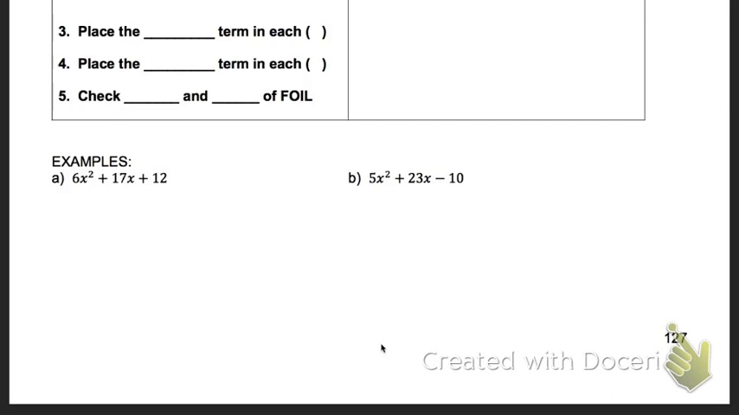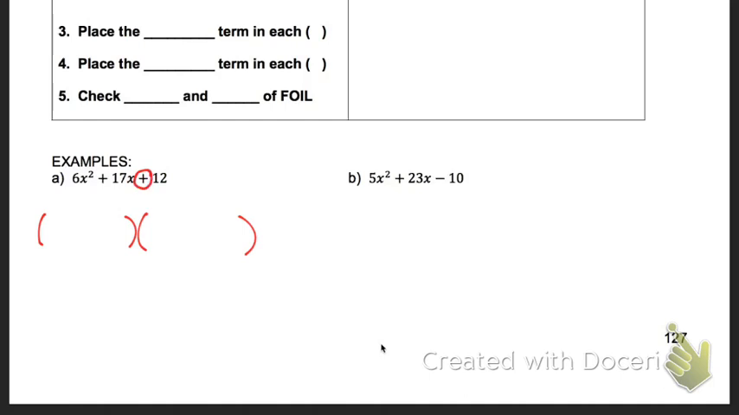What's our step 0? Check for common factors. Are there any things that these 3 numbers have in common? No. Step 1 is parentheses. Step 2, I decide on signs.